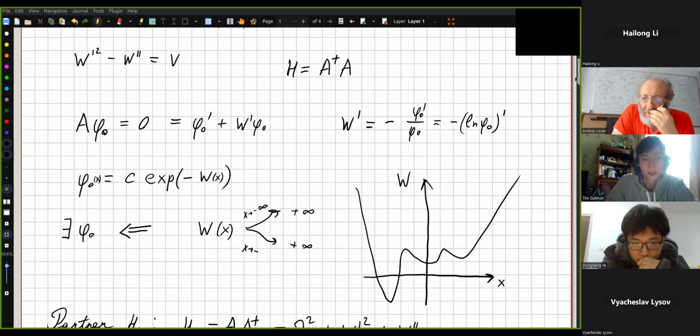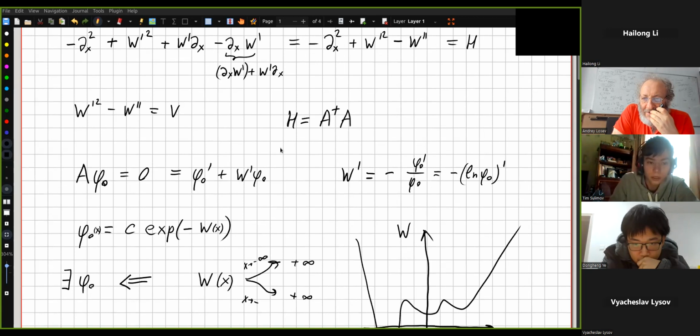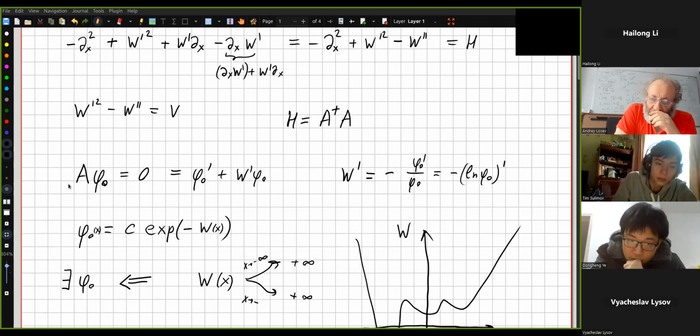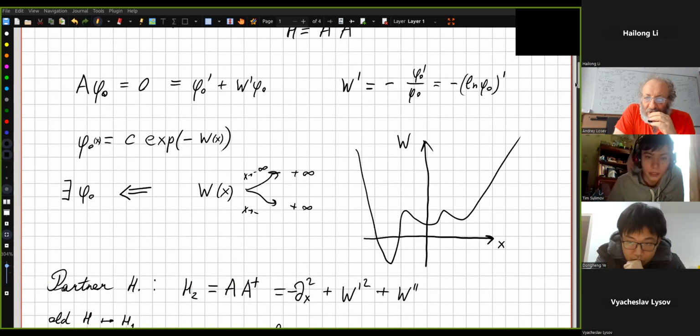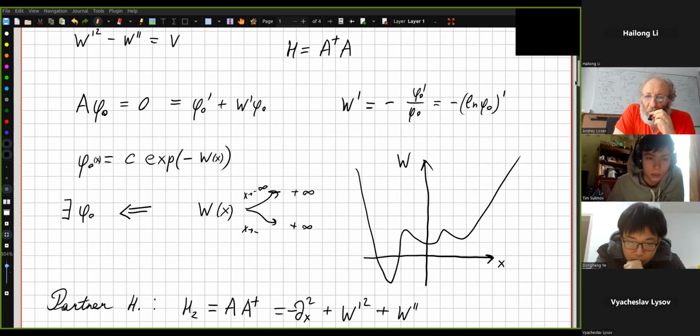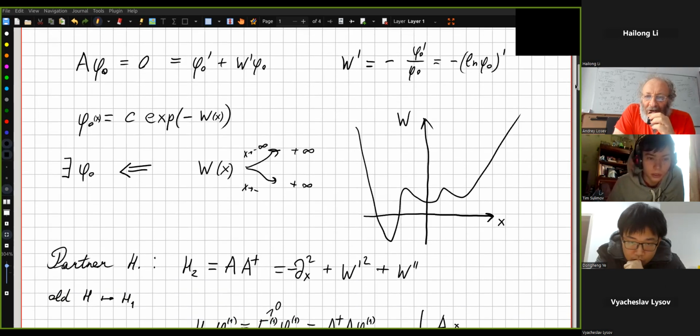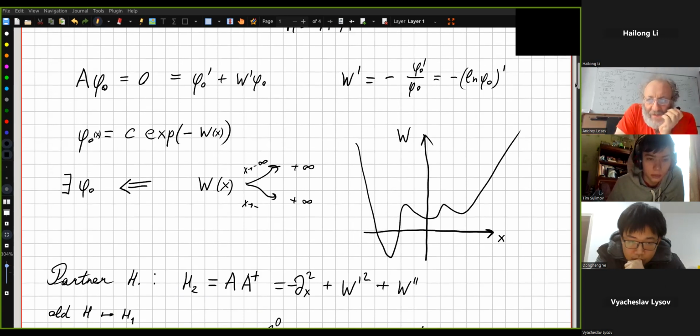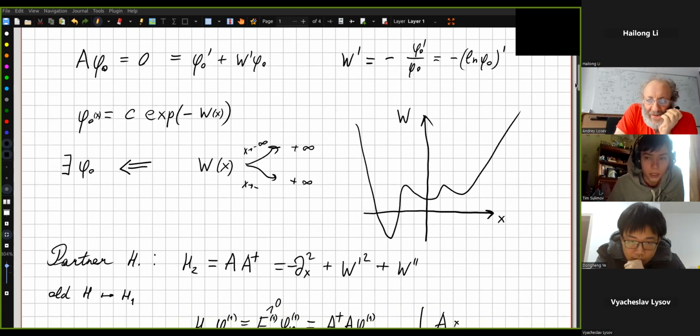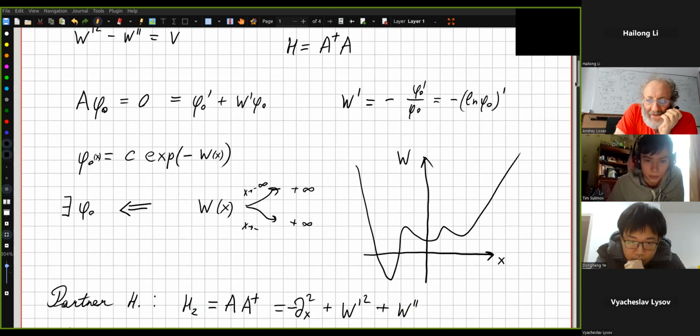Great, but this form allows us to state that if phi naught solves H, that is equivalent to having phi naught destroyed by A. So A acting on phi naught is 0. Great, but this equation is a first order one. It can be easily solved. So phi naught actually turns out to be some constant times the exponent of minus W. Notice the absence of prime here.